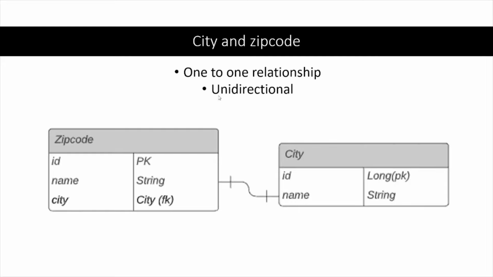The city and the zip code entities will have a one-to-one relationship. This means that city can only have one zip code and zip code can only have one city. This relationship is a unidirectional relationship, and this means that zip code has a reference to the city entity, but city does not have a reference to the zip code entity.